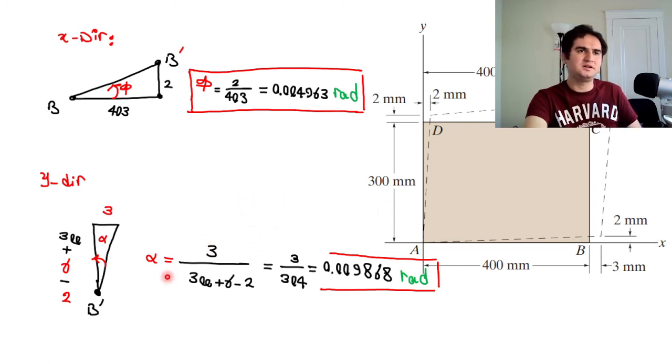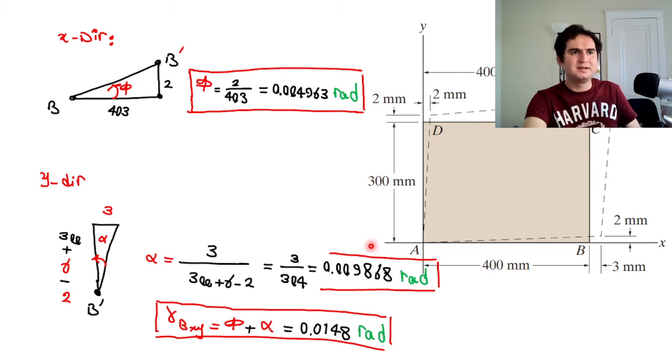On the denominator you have the original length in y direction plus 6 minus 2, that's 3 over 304, and that gives you this angle in radians. And gamma B xy, gamma for B in the plane of xy, is nothing but phi plus alpha, and that's 0.0148 in radians.